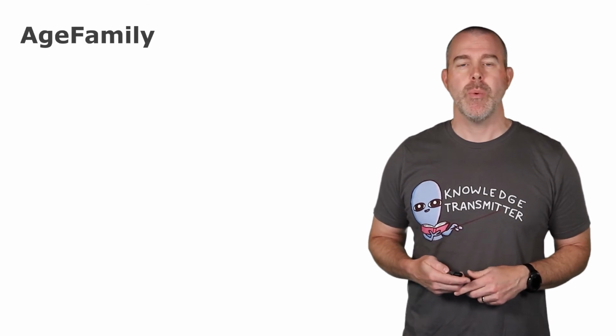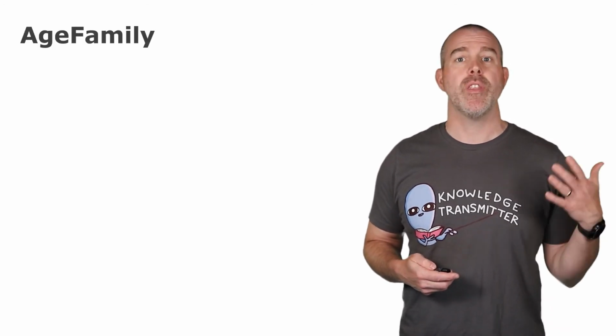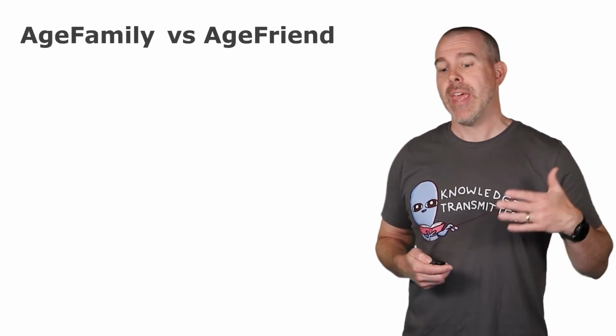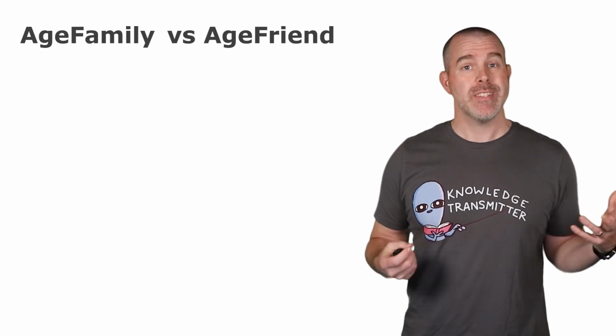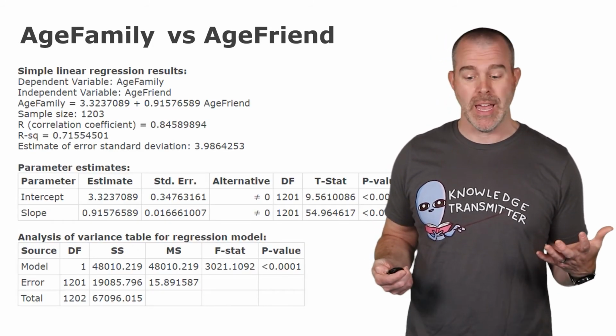All right, let's talk about some examples and show some analysis that we might do on these examples. The first one we're going to do is in the LGB Life and Health data set. I'll put that link in the description. We have the age that they told the family their sexual orientation, and then the age that they told the friend. It seems like those would be very strongly related.